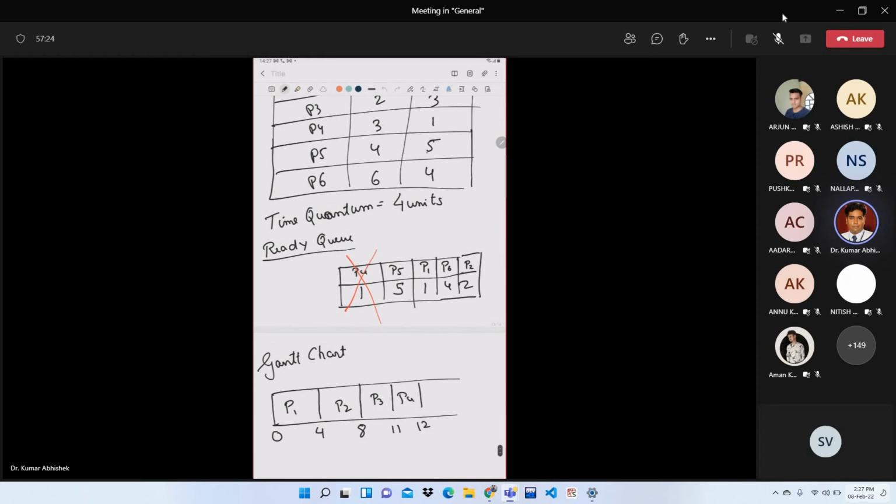So we have P5, P1, P6, P2. Okay. So what will happen now? In the next time quantum, P5 will be executing till 16. Now we will have P5, 1. So this becomes our ready queue. This also is removed. So finally we have this as our ready queue.